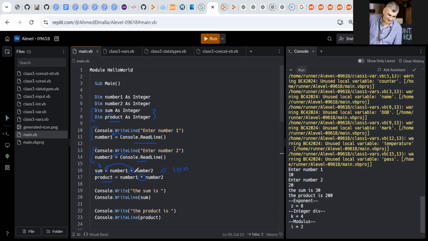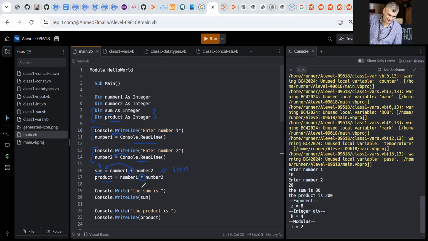So are we limited to only addition? No, we can do multiplication and division all in the same line, and the computer will perform all these arithmetic operations before it assigns the result into the variable on the left-hand side.